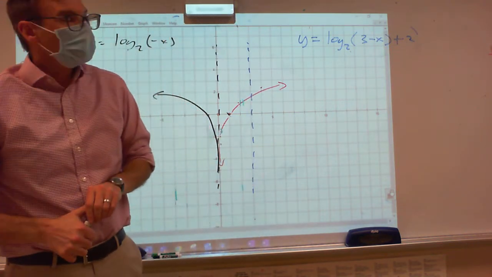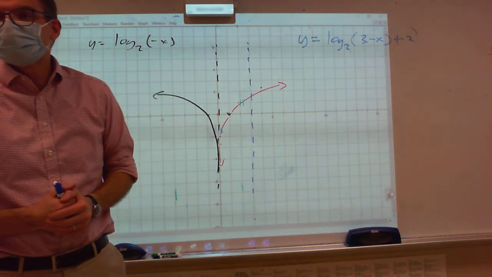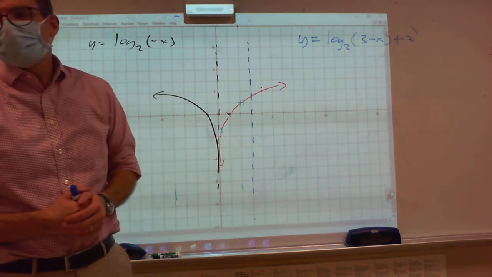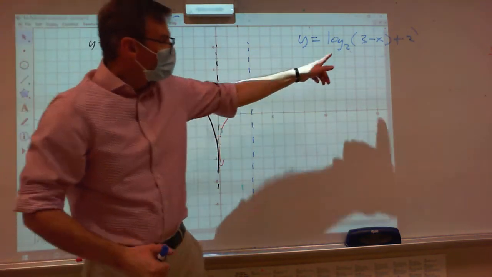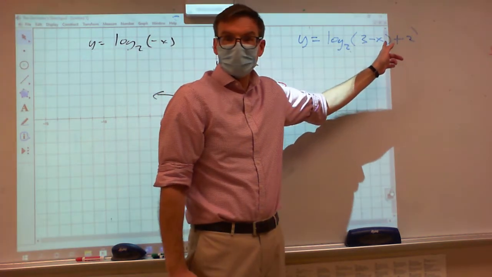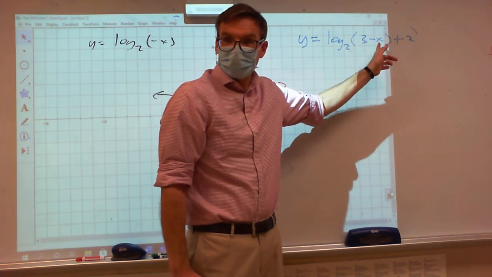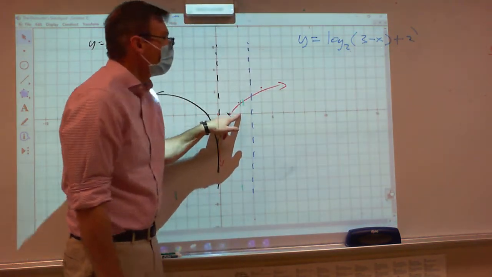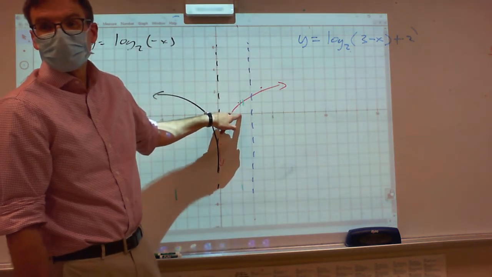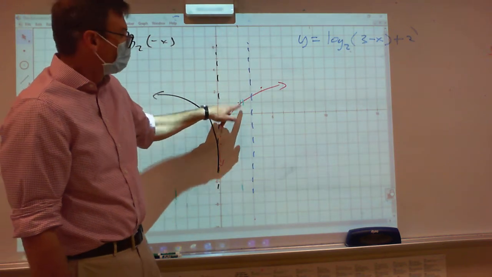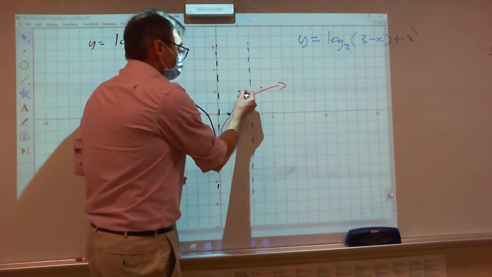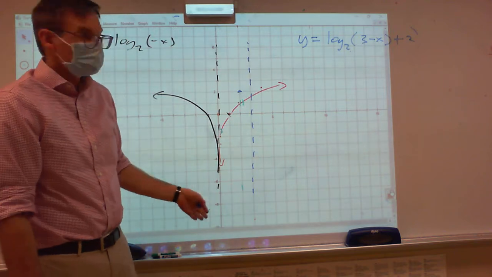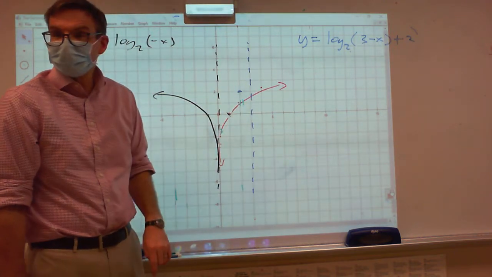Is the special point to the right or the left? How do I know it's to the left? Because there's a negative x. Everybody okay? We got a negative x, that means we got a special point to the left. What's the plus 2 tell me to do? Go up 2. Is everybody okay? We got our asymptote, we got our special point.